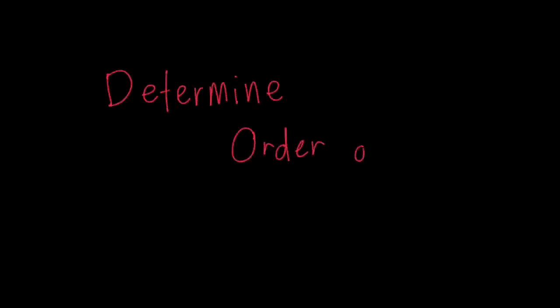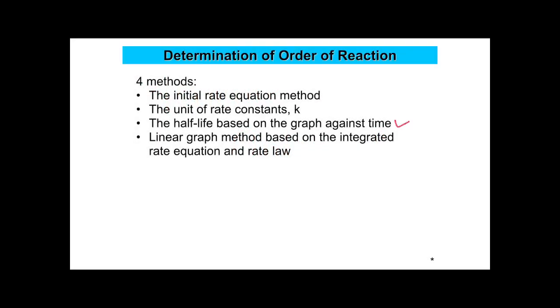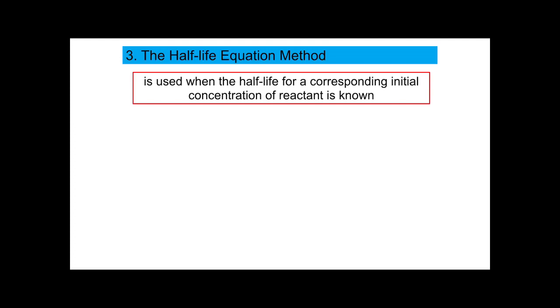In this video, we are going to learn to determine order of reaction. We will see the third and fourth method, half-life and linear graph method. Half-life equation method is used when the half-life for a corresponding initial concentration of reactant is known.